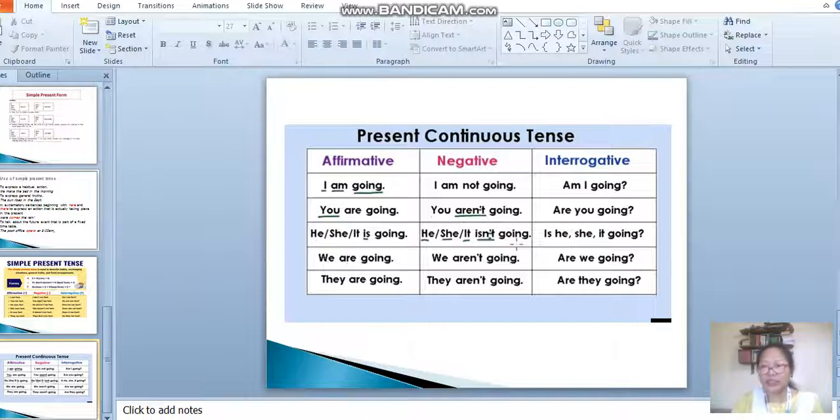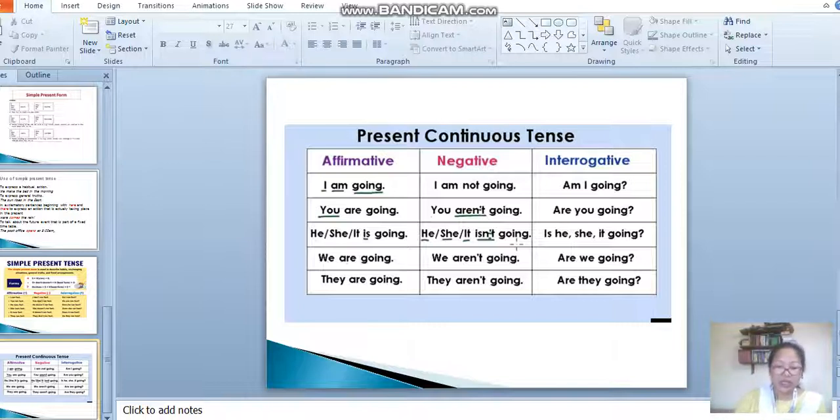Then you are going, that is the second person. You aren't going, it's a contraction of are not going. Are you going would be the interrogative sentence. He or she is going, that is the third person, or he, she or it isn't going, that is negative. Is he, she, it going. When the first person is plural: we are going, we aren't going, or are we going. And for third person plural: they are going, they aren't going, are they going. So these are some examples of present continuous tense.